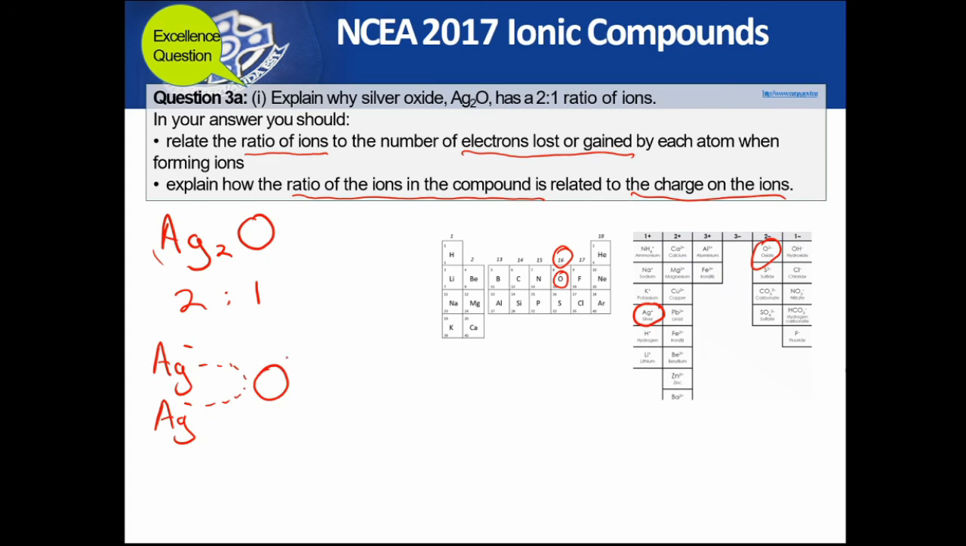And now oxygen is a happy camper. The silvers become positive because they've given away their electrons, and now oxygen becomes 2 minus. Okay, so again, we need to practice our wording for this. So let's just read the wording.